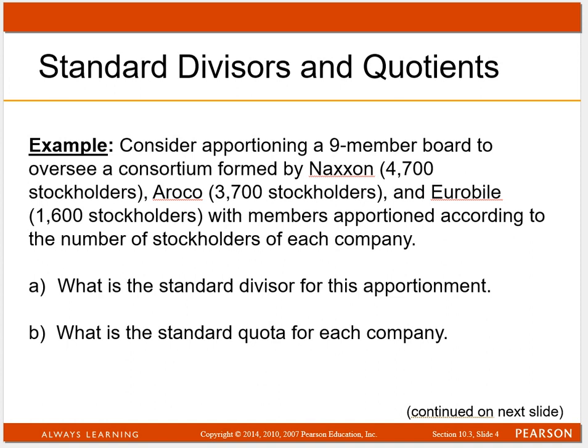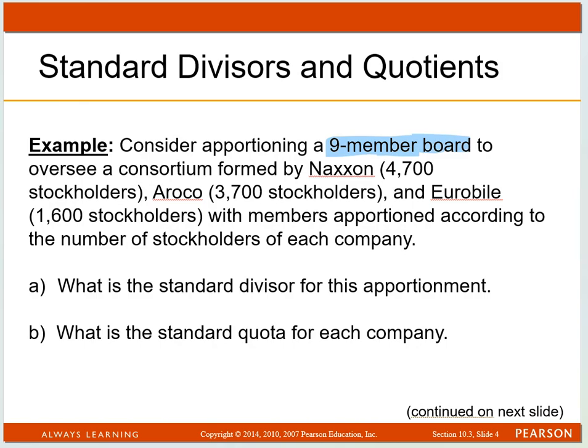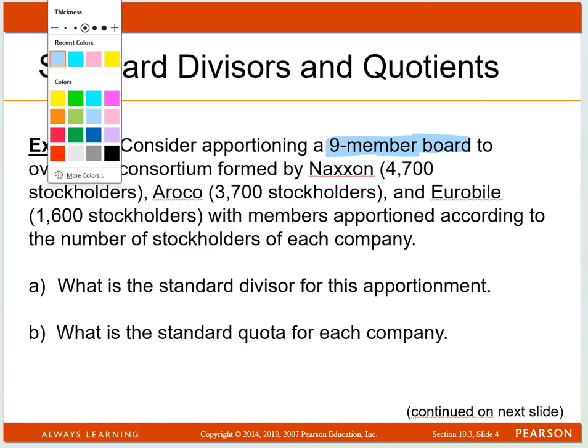Okay, so here's the example of standard divisors and standard quotients. It's those same three companies again, Naxon, Erico, and Eurobile. The number of stockholders has not changed, and if you remember, the total population was 10,000. They are apportioning a 9-member board. They want to know what is the standard divisor and what is the standard quota.